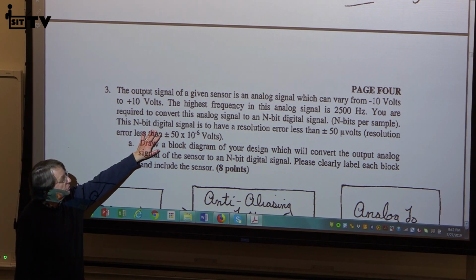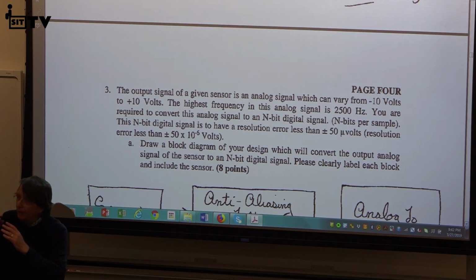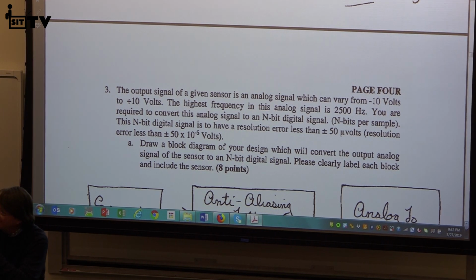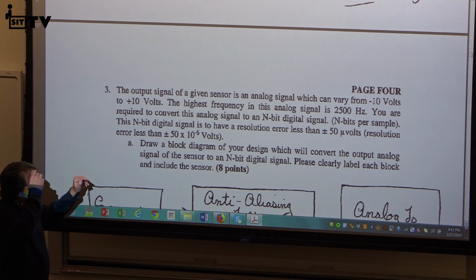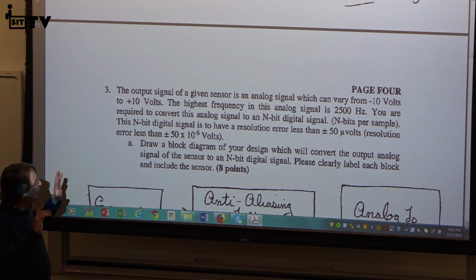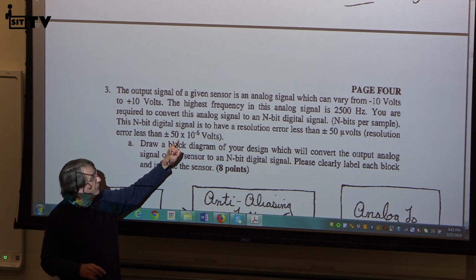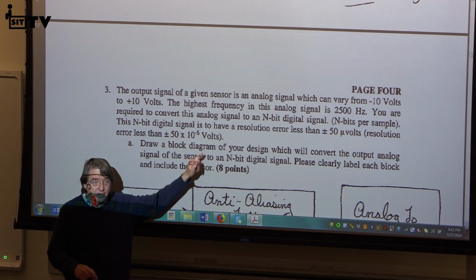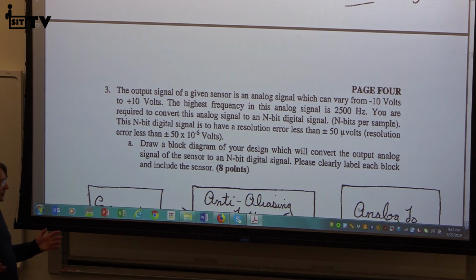The digital signal should have a resolution error. Remember, the resolution error is because we have a round off, and there's a formula which I give you for that. Resolution error of plus or minus 50 microvolts. So you might say, wait a minute, what's a microvolt? It's plus or minus 50 times 10 to the -6.